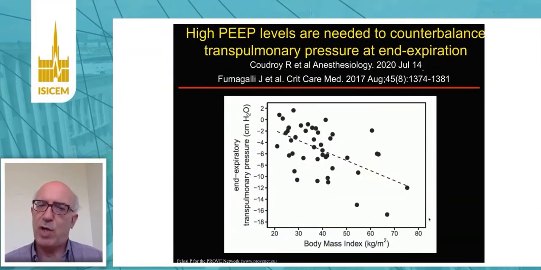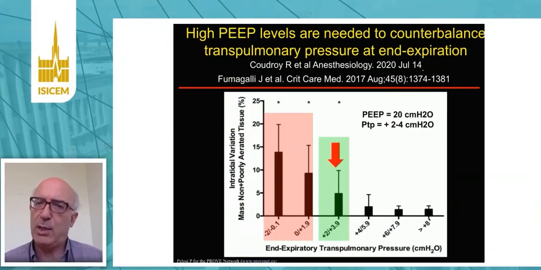We know that the end expiratory transpulmonary pressure is a function of body mass index, and it becomes more negative, so there is a higher pressure in the pleura compared to the alveoli at higher body mass index. And we know that we need at least 20 centimeters of water in obese patients in supine position to reach a positive transpulmonary pressure of 2 to 4 centimeters of water, in order to avoid opening and closing of the alveoli, mainly in the dependent part of the lung.